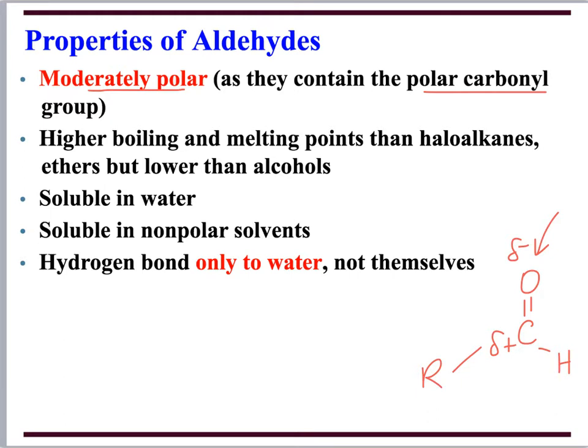So that means it has higher boiling and melting points than haloalkanes and ethers, but lower than alcohols. So again, that was my most polar family we've done so far. Other than the hydrocarbons, ethers were the least polar family that we've looked at. So as we move along, we're ranking these in terms of their polarity and their boiling and melting points.